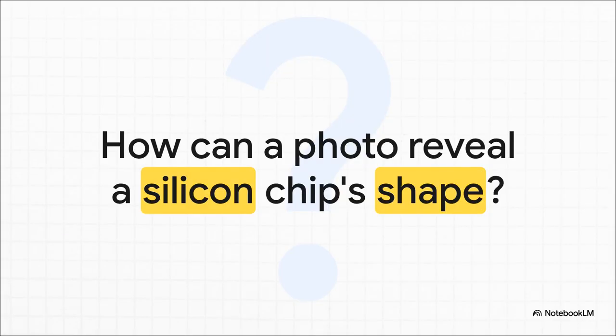So that's really the big question here, isn't it? How on earth can a simple picture, a photograph of silicon, tell you about its precise microscopic shape? I mean, we're talking about the material at the very heart of all our computers. The answer, as you're about to see, is just so elegant.